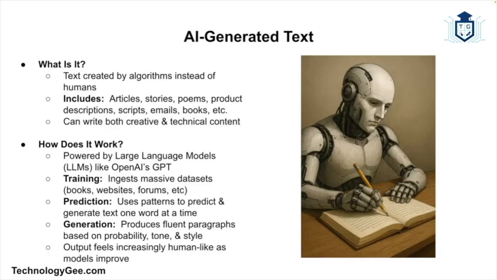Now, how does all this stuff work? Well, let's break it down using the most well-known example, and that is called a large language model, or an LLM. And these are AI models that are trained on enormous amounts of text, from books and websites to news articles and Reddit threads. And GPT, which stands for Generative Pre-trained Transformer by OpenAI, this is a famous example, also known as ChatGPT.